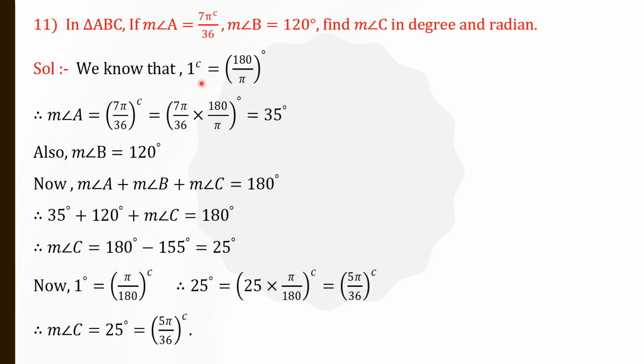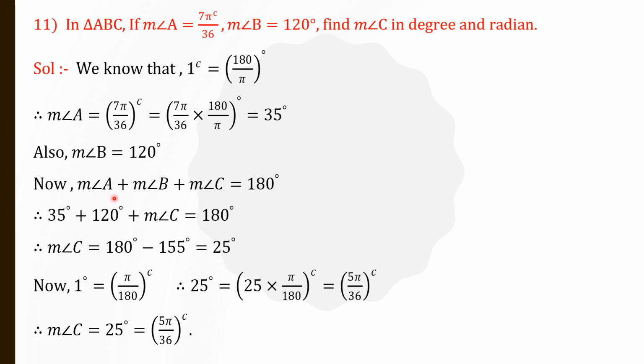Solution. We know that 1 radian equal to 180 divided by pi degree. Therefore, measure of angle A equal to 7 pi divided by 36 radian is given. Convert it into degree. Therefore, multiply this term by 180 divided by pi. Therefore, 7 pi divided by 36 multiplied by 180 divided by pi degree equal to, simplifying we get 35 degree. Also, measure of angle B equal to 120 degree. Here two angles are given.